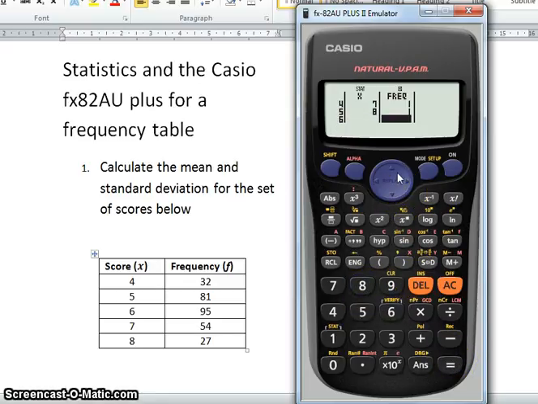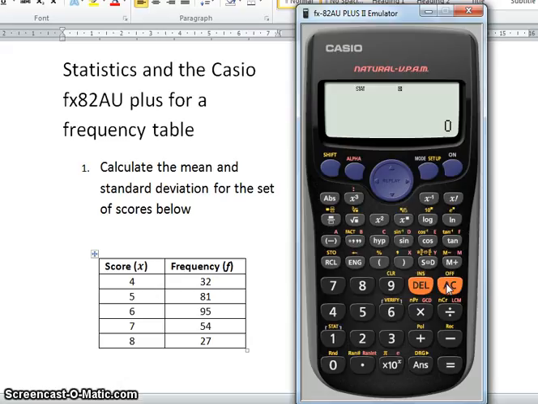We then go to our frequency, so across the arrow up, and we get up to this 4 score. That happened 32 times. So we then press the frequencies and equals after every one of those. So 32 equals, 81 equals, 95 equals, 54 equals, and 27 equals. Now we have our table ready to go. Press all clear at the end.